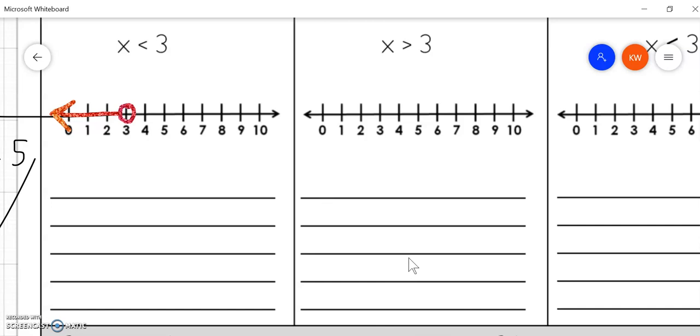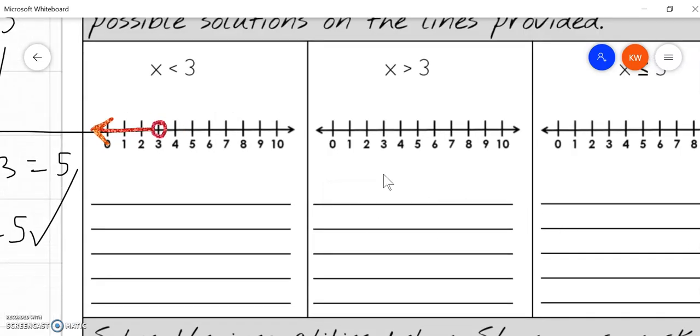Now over here, we got something similar. We got 3 again, but this time it's saying x is greater than 3. Then when we make our graph for this, we make an open circle again. And this time our arrow is facing towards everything that is greater than 3. So that's everything here to the right. Okay, 2 down, 2 to go.